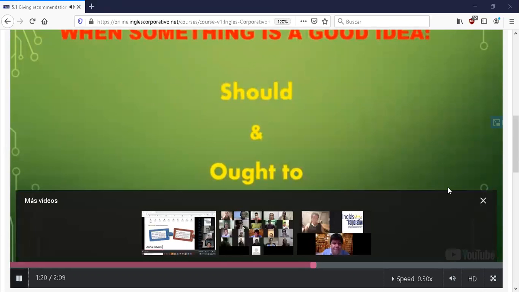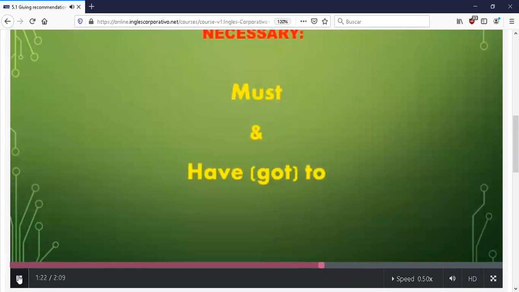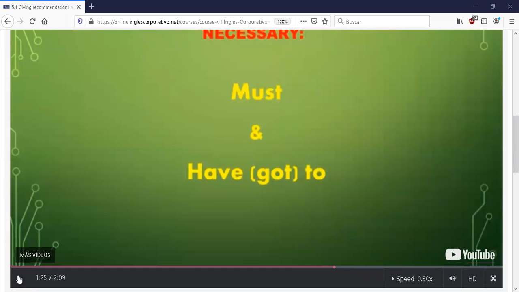Should and ought to. This is when you think that something is a good idea. Let's continue. Absolutely necessary, we use must and have to or have got to. This is an obligation, must and have got to.